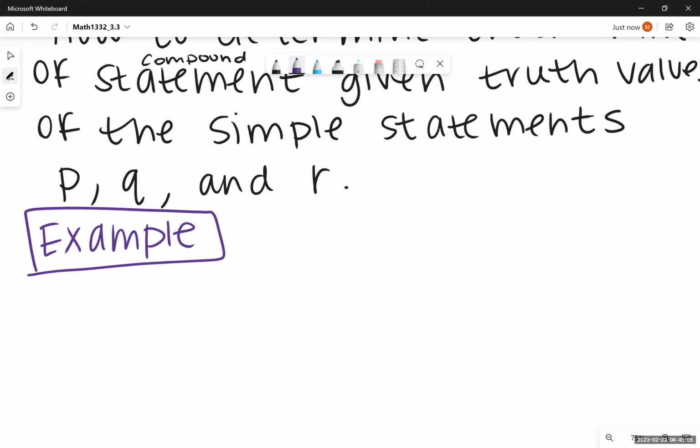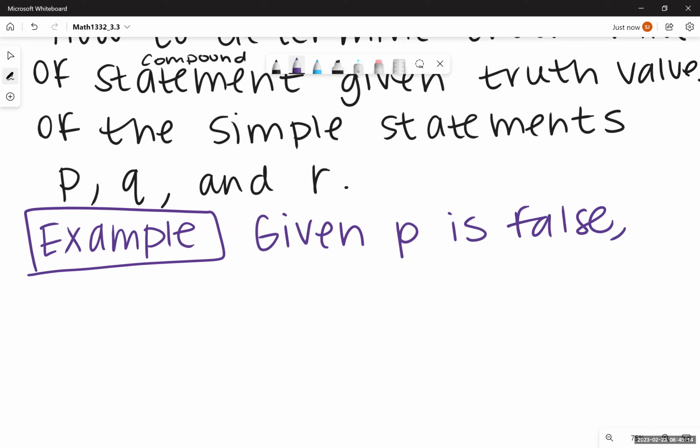Okay, so this is how it starts. It says given P is false. Q is true.